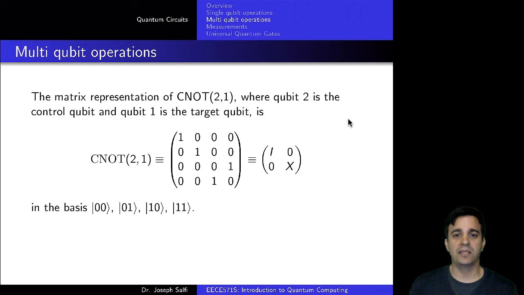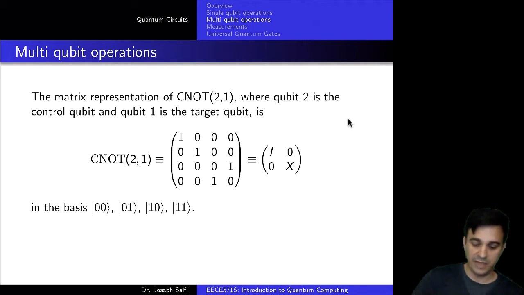The matrix representation of CNOT 2 1, where qubit 2 is the control qubit and qubit 1 is the target qubit, is the following matrix. So just remember that unless I specify, I always am going to be telling you matrices in the basis 0 0, 0 1, 1 0, and 1 1. Or in other words, we'll always be working in something called the computational basis.